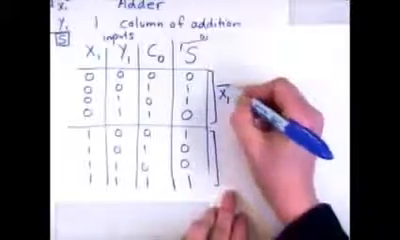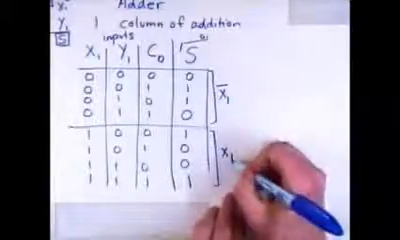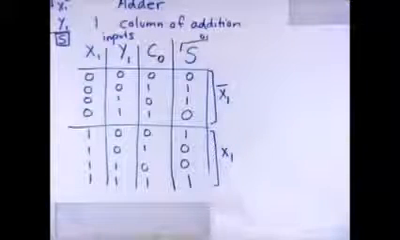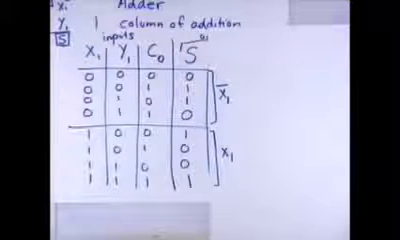So let me show you on the sum bit from the adder how we would do that, because I think it's useful to know. In this case, let's suppose that we're going to split the sum bit up into two cases. The first one where x1 is false, and the second one where x1 is true.